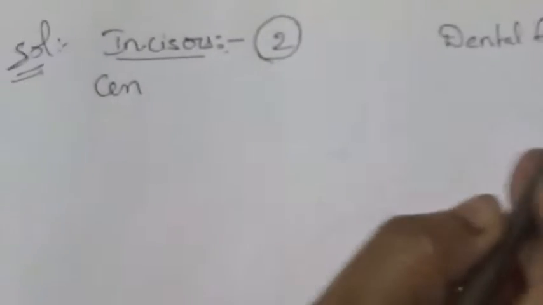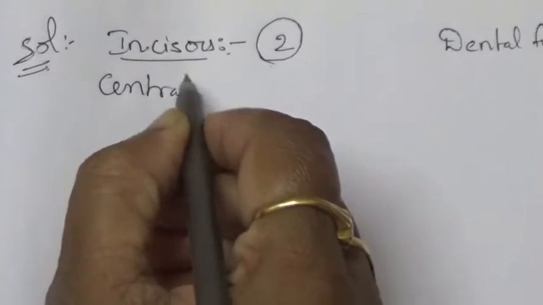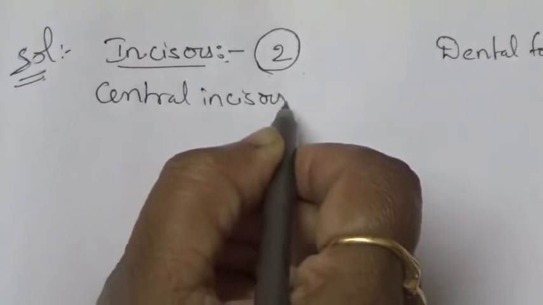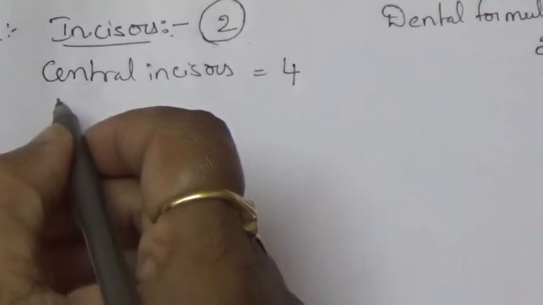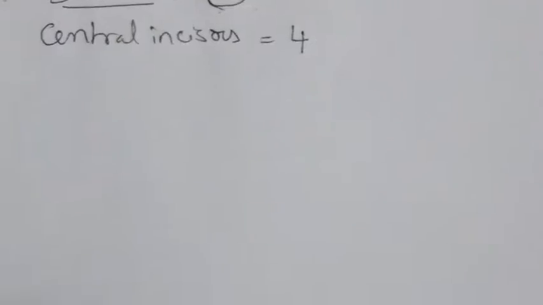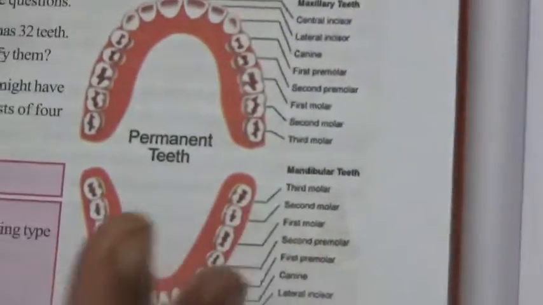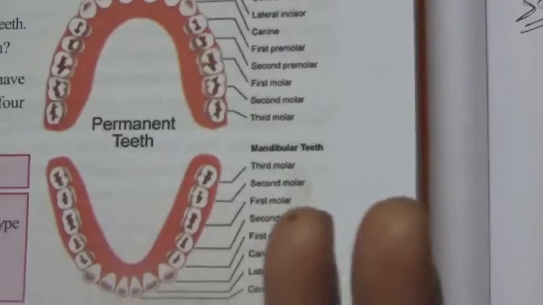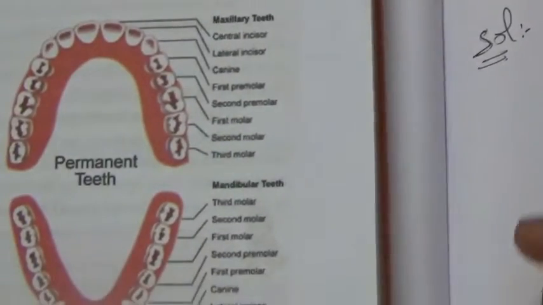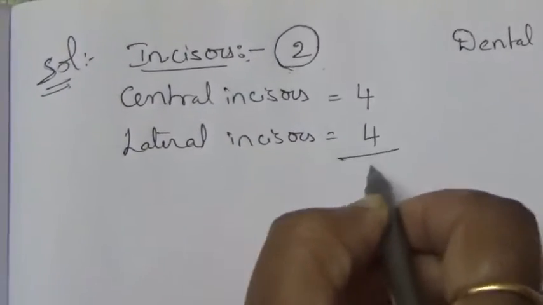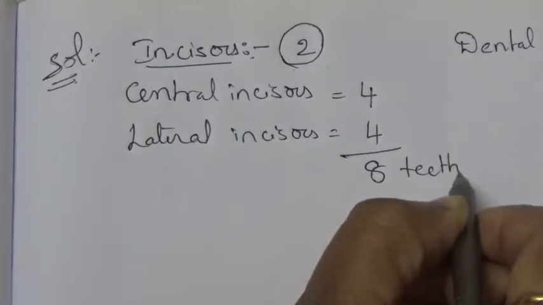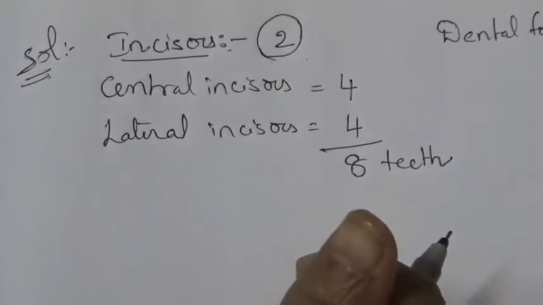So incisors, that is 2, right? The central incisors is equal to total 4, that is 2 plus 2. Central incisors 2 plus 2, that is 4. And here there is a figure, you just look here, central incisors are 4 we have from the upper jaw and the lower jaw. Just like that, lateral incisors are 4. Total we have 8 incisor type teeth.